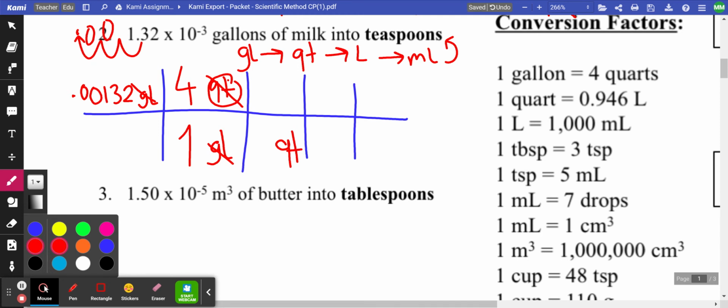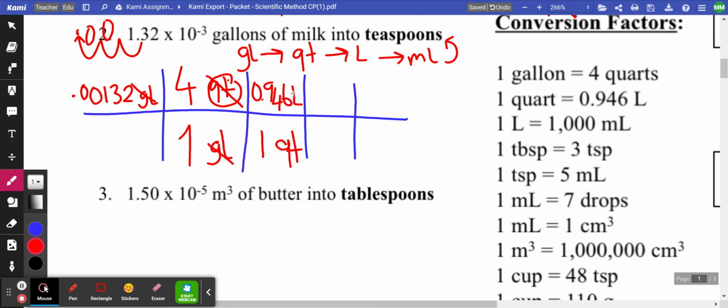Now I'm going to convert quart to liter, right? I'm going to put the liter on the top. Whatever you're converting to, that goes on the top. How many quart, how many liter? It says right here, 1 quart, 0.946. Oh, wow. I gotta make more space. Hold on. I got it. Now I can cancel out the quarts.